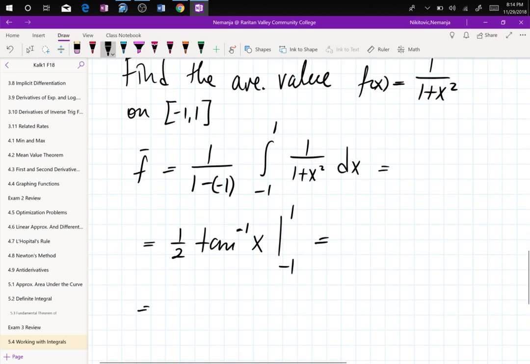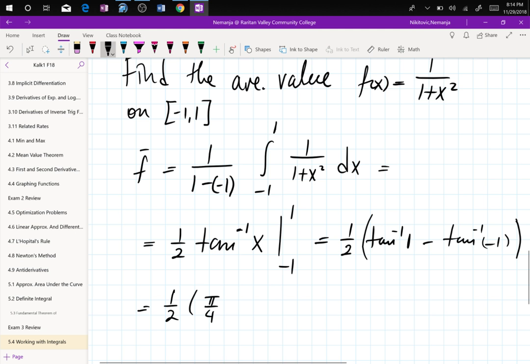So, tangent inverse of x, and then we have to compute from -1 to 1. So we have 1/2 times tangent inverse of 1 minus tangent inverse of -1. Now tangent inverse of 1 is pi over 4. And tangent inverse of -1, this negative jumps in front because it's an odd function, so it becomes another plus pi over 4, which creates pi over 2.